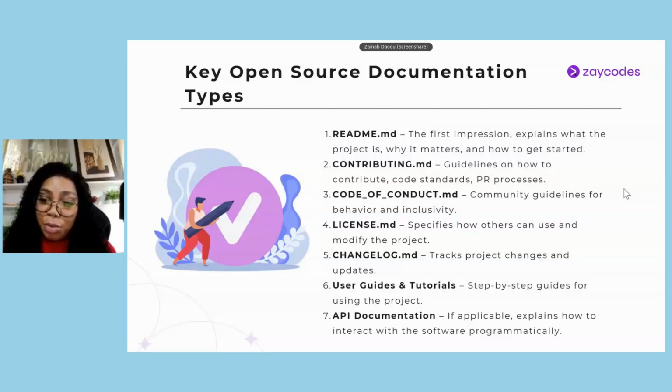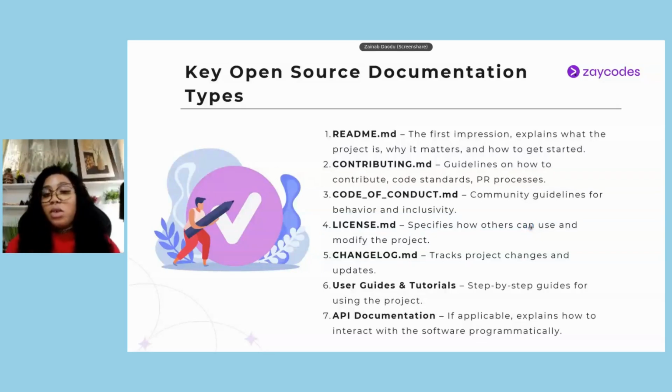And then you have the contribution file that tells people how to contribute to the project, how to get started, where to ask questions, how to open issues and things like that, how to open PRs. Then the code of conduct that tells community members how to interact. We have the license files, the change log, user guides and tutorials, and API documentation.